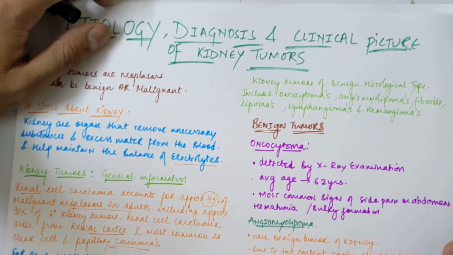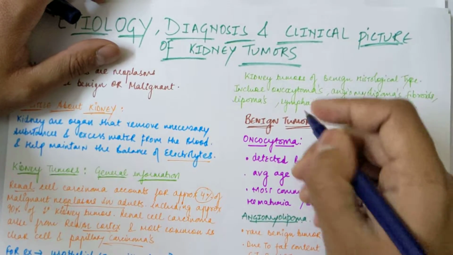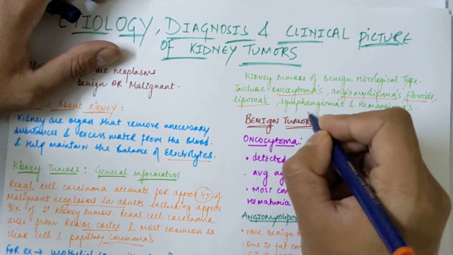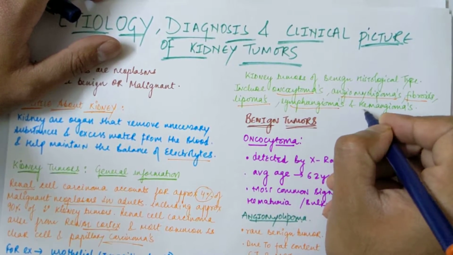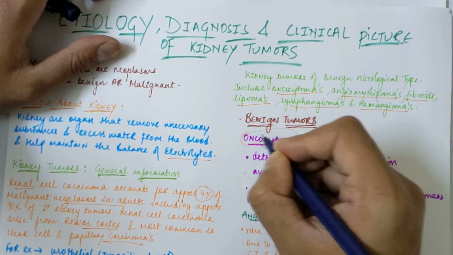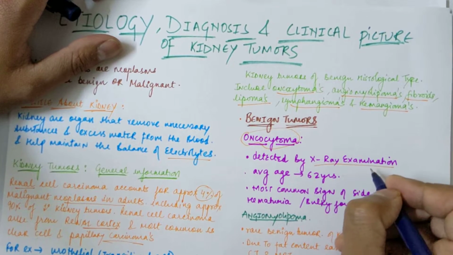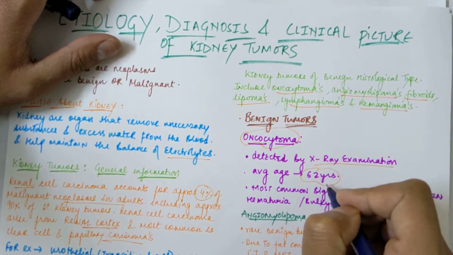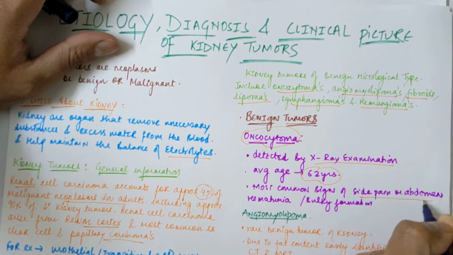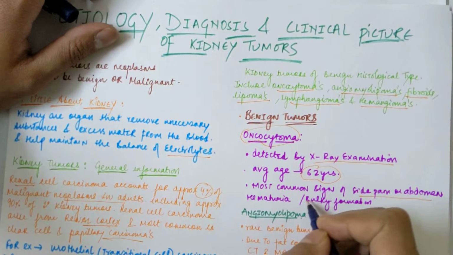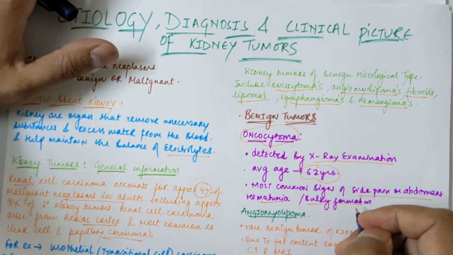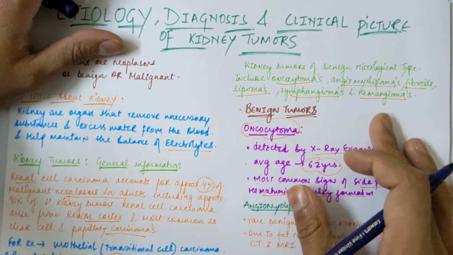Now kidney tumors of benign histological type include oncocytomas, angiomyolipomas, fibromas, lipomas, lymphangiomas and hemangiomas. The first benign tumor we have is oncocytoma. This can be detected on X-ray examination. The average age for these patients is 62 years, and the most common sign is pain in the side or abdomen. Hematuria can be seen, and a bulky formation. Clear?